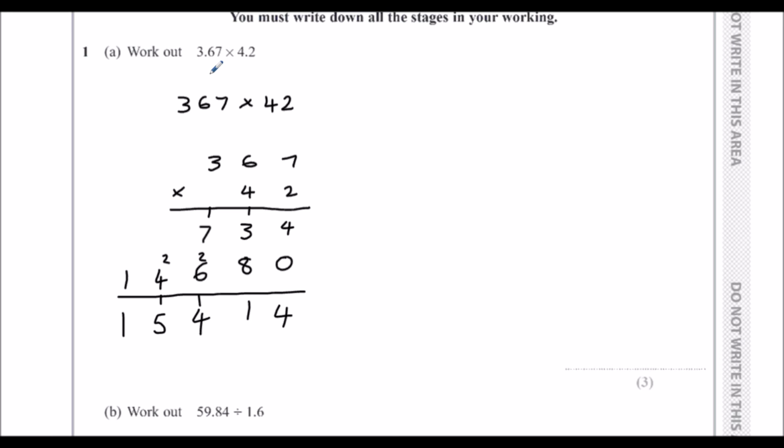So we just look at how many decimal places there are in the question, how many numbers are after the decimal point. So 1, 2, 3 numbers after the decimal point in the question. So we want 1, 2, 3 numbers after the decimal point in the answer. To get from 3.67 times 4.2 to 367 times 42, we've got to times by 10, 1, 2, 3 times. So to undo that, we divide by 10 3 times. So there's our answer, 15.414.